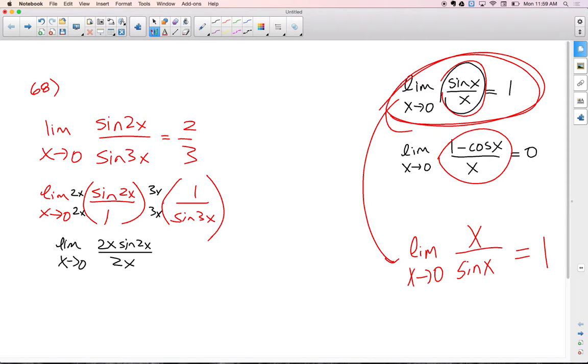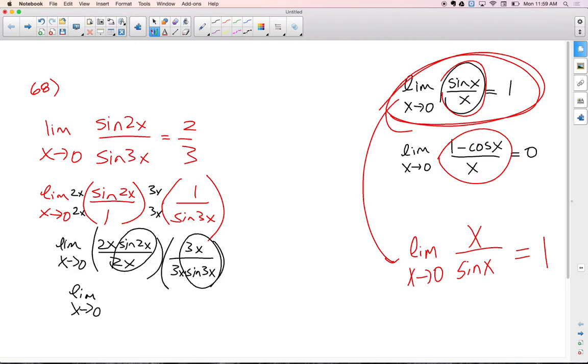You with me? Times 3x over 3x sine 3x. Now, what does this equal? 1. What does this equal? 1. So now you're down to the limit as x approaches 0 of 2x over 3x, because these went to 1 because of the squeeze theorem. Now you try direct substitution, but you get 0 over 0. That's fine. Cancel the x's out. Now it works. Limit of a constant to what? That's why it's 2/3.